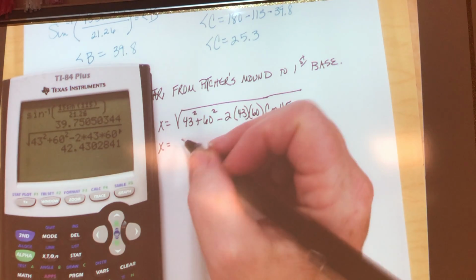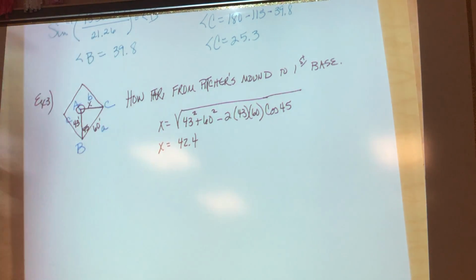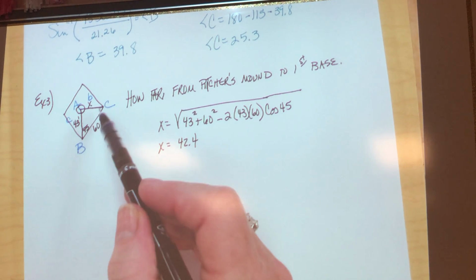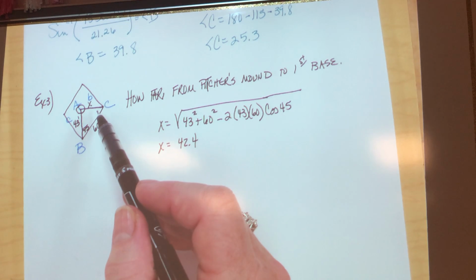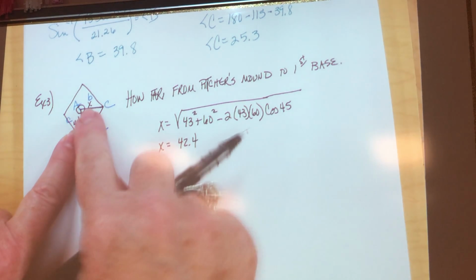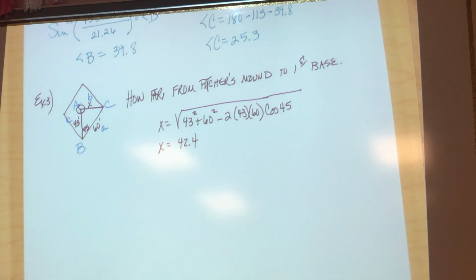Is that what y'all got? 42.4. Is that reasonable? Yeah, that's reasonable. It's almost the same. Is this angle right here close to a 45? Is it close to a 45, 45, 90? Yes, but it's not. This side's 43 and this side's 42.4. So it's close, but it's not. So the picture is like a little bit like this? Yeah.